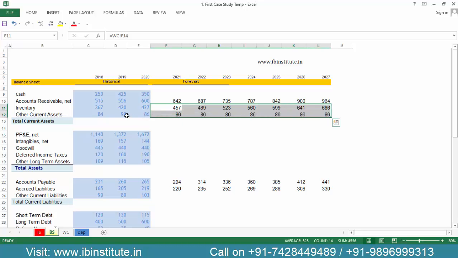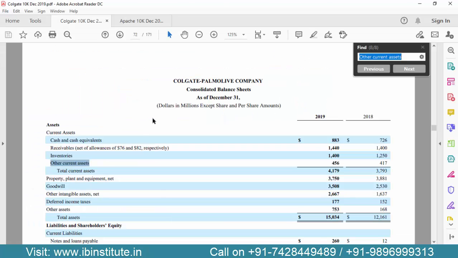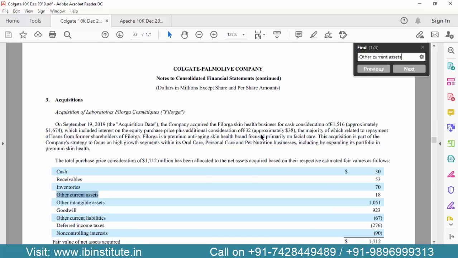Now to show you what type of items are included in other current asset, let me take you to the annual report of the company. So here on your screen, this company name is Colgate Palmolive, and this is the consolidated balance sheet of it. And here you will see there is an item called other current assets. How much is the amount of other current asset? It is 456. So let's see what exactly is included into it.